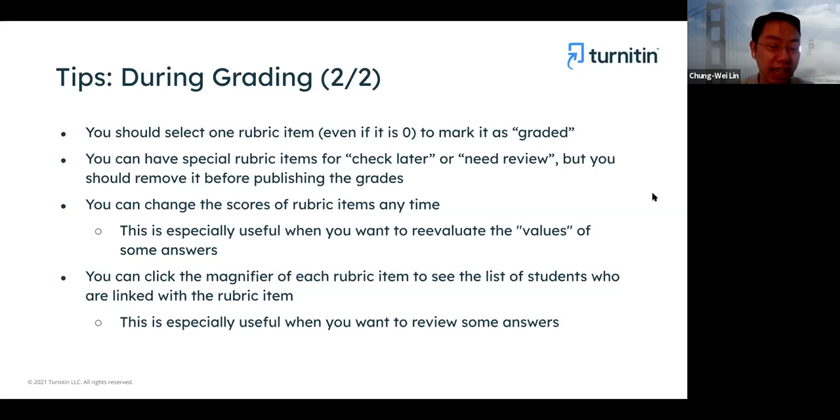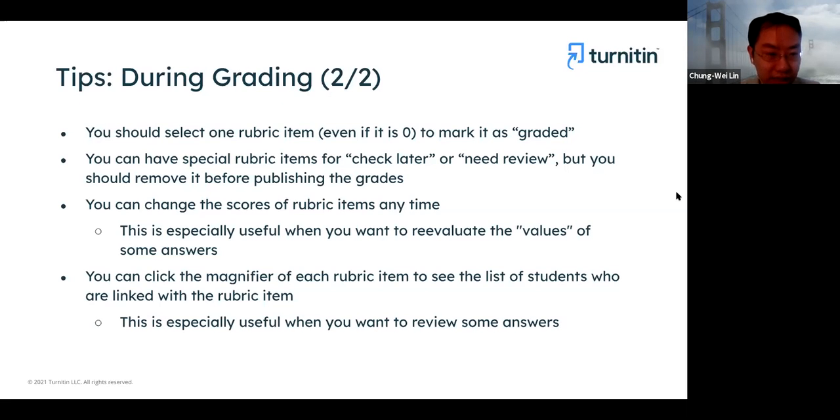Okay, another tip is you can click the magnifier of each rubric item to see the list of students who are linked with the rubric item. That is also very helpful if you want to review those answers again. Sometimes you want to change your mind, say, oh, maybe it deserves more points. You want to have a more detailed review, and that's something you can do. Again, this is also very helpful if you really want to check whether students are cheating.